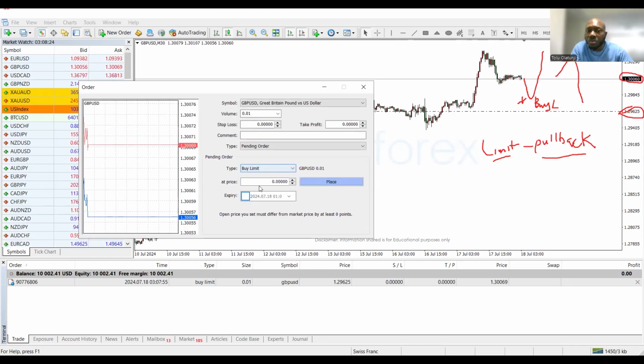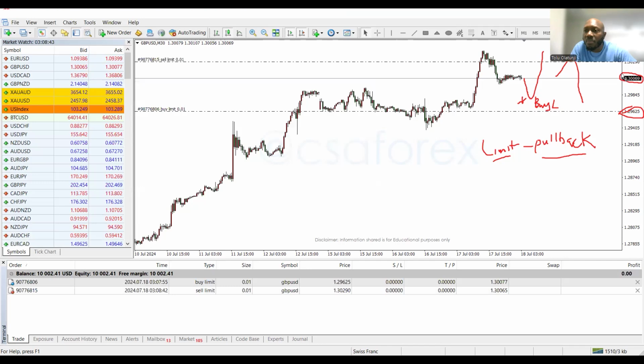So we change this to what? Sell limit, and then we put the price here at 1.30290. And then we do what? We click on place. Now look at what's going to happen. Sell limit. Don't forget pullback for limit. Place. Beautiful. You can see the sell limit has been put into effect over here. So this is how you're going to be setting the limit pending orders for buy and then for sell.